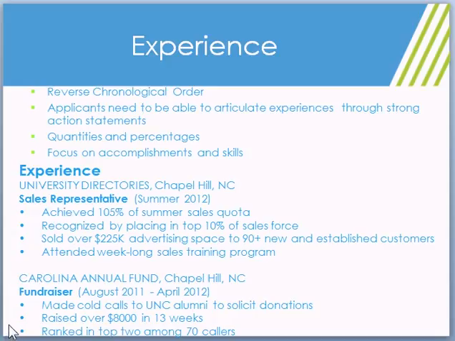Very action-oriented. And same thing for this Carolina Annual Fund: organization, title, dates, and then strong bullet points.